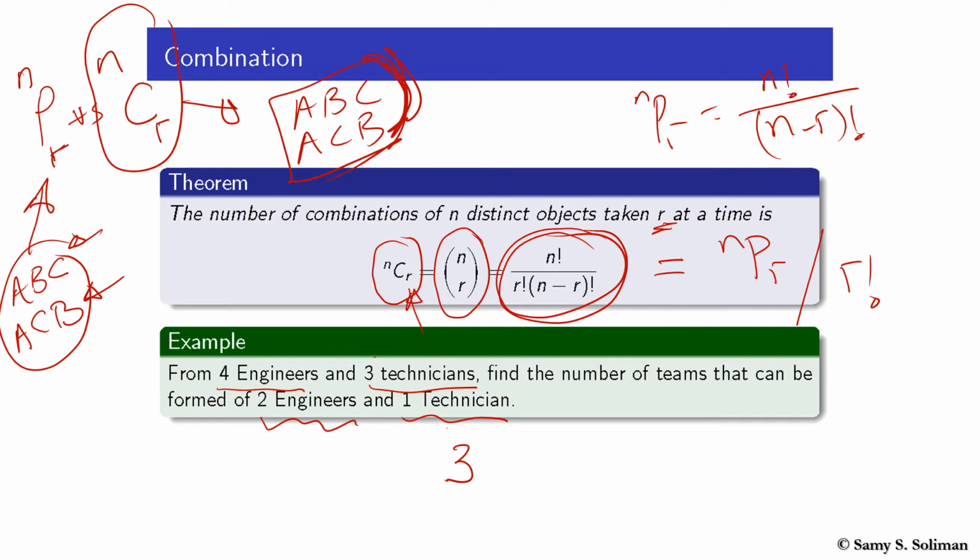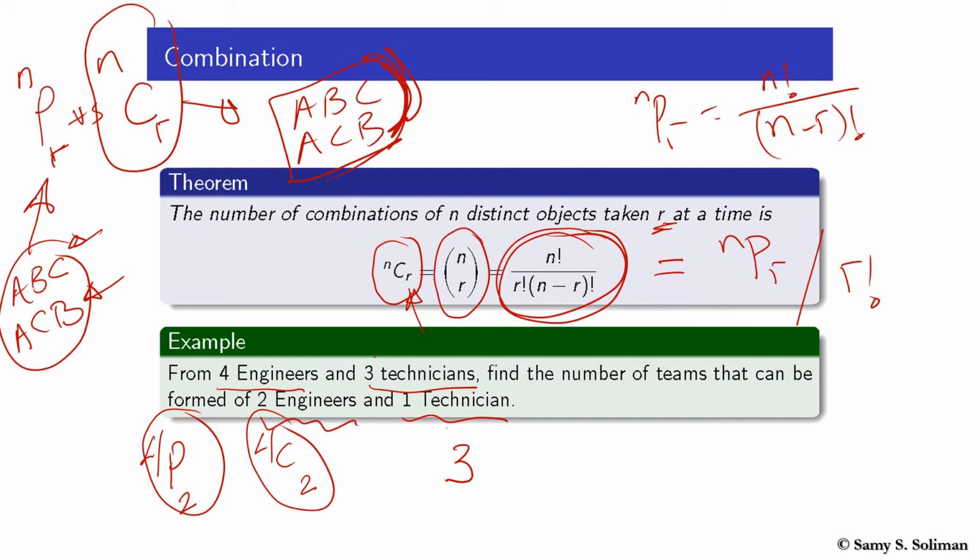Now for the first part, how many ways are there to choose 2 engineers out of 4 engineers? The confusion here will be, is it calculated as 4P2, permutation of 2 engineers out of 4, or 4C2, the combination of 2 engineers out of 4? So which one of these will be the correct answer?